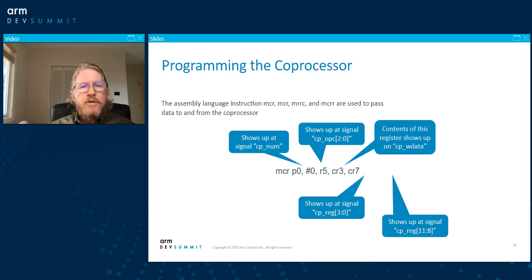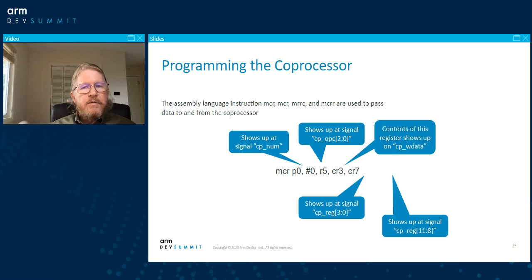So the first parameter, P0, that number 0 is going to end up on the signal CP-num, the coprocessor number, bits 2 down to 0. The second field is the opcode, or the operand, that we're going to be passing to the coprocessor. And this is, again, a 3-bit field, and this shows up in the CP-OPC signal. R5, the third parameter, is the CPU register that we'll be reading from. And here, the data that's contained in R5 will be passed to the signal CPW data.